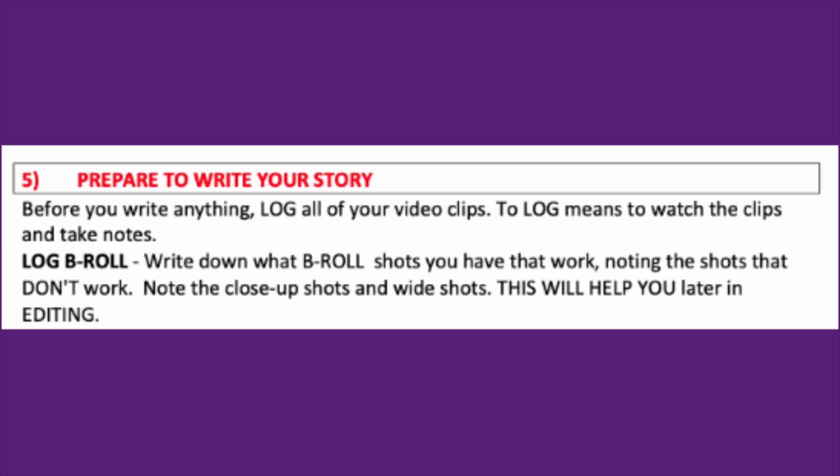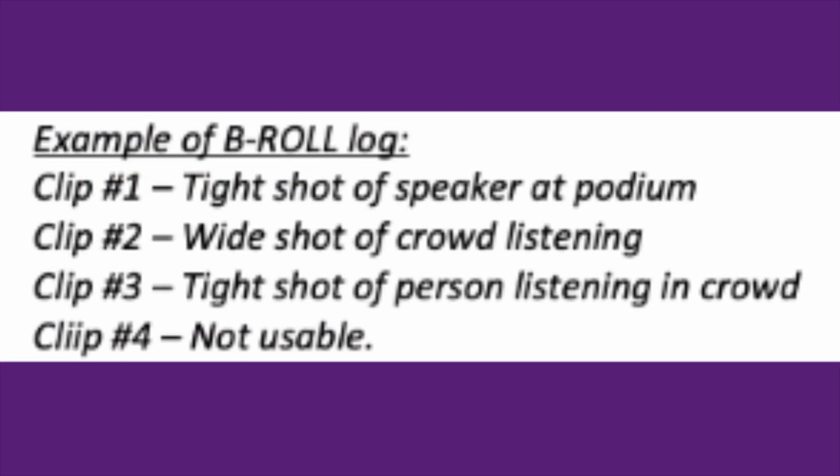So for example, your B-roll log might look like clip number 1, tight shot of speaker at podium. Clip number 2, wide shot of crowd listening. Clip number 3, tight shot of person listening in crowd. And the more detail you put in your log, the easier it is for you when it comes to edit because you can find the shots that you need.